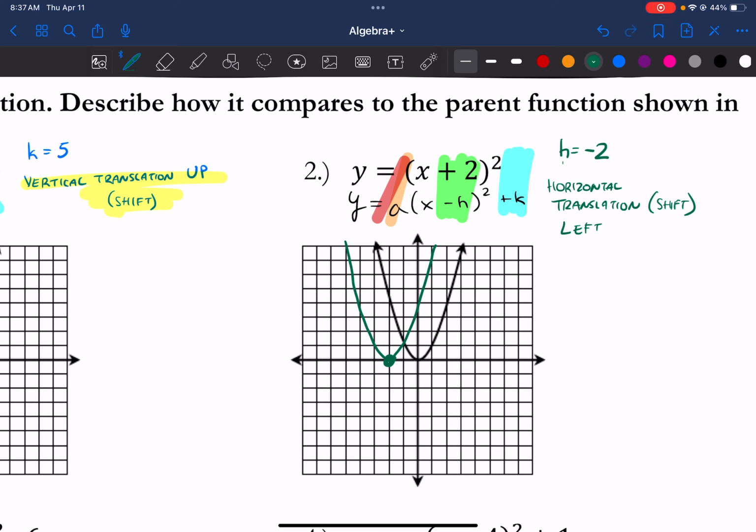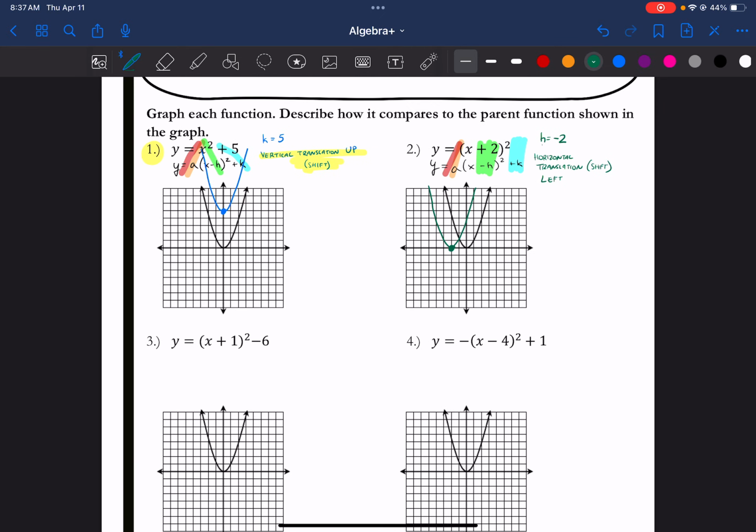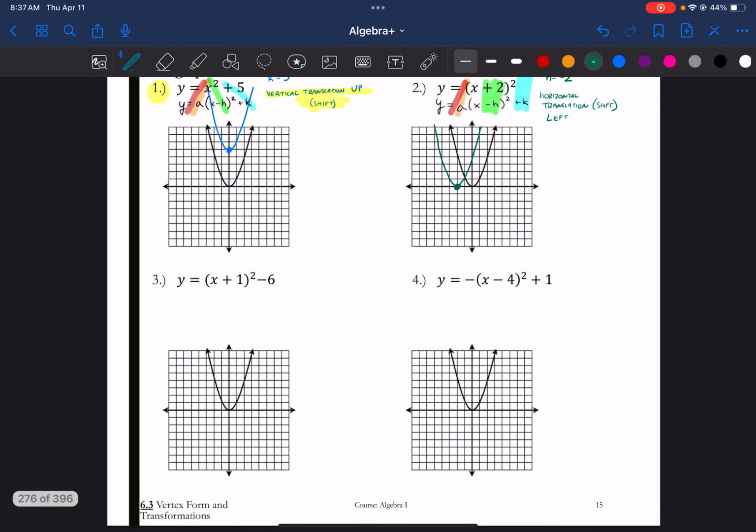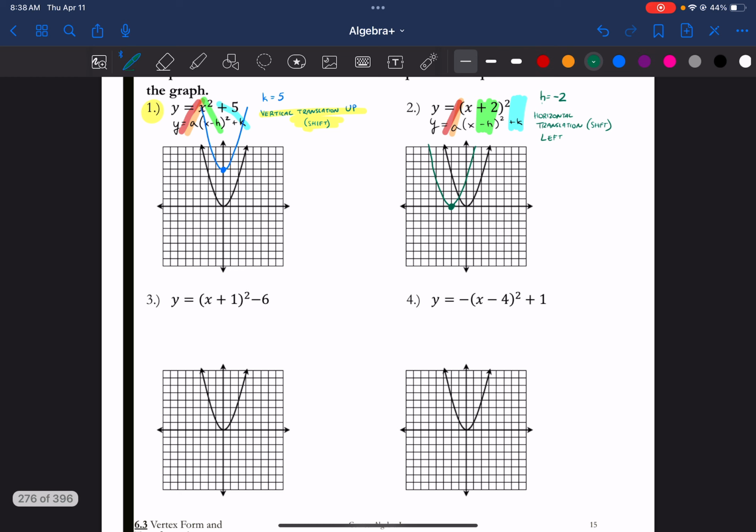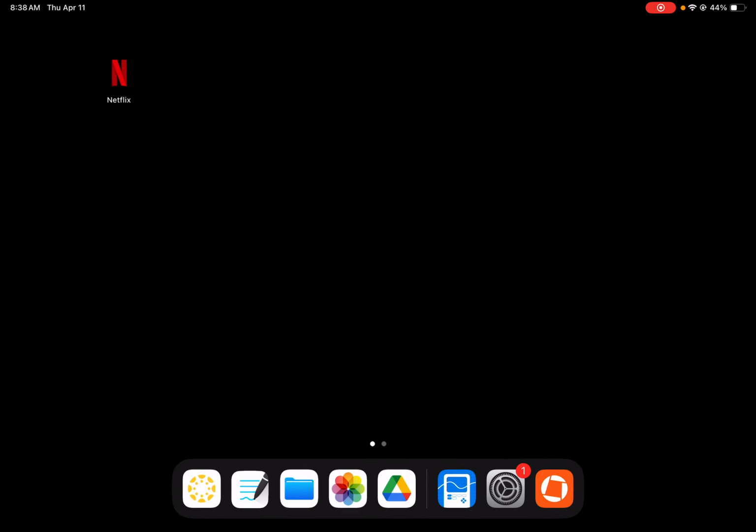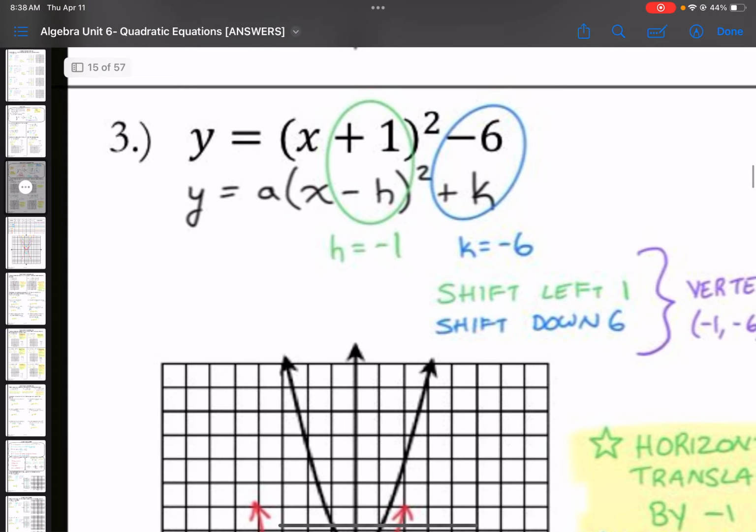So your goal is to figure out what types of transformations are happening. Go ahead and try number 3, pause the video, and see if you can see what types of transformations happen and if you can graph it. Again, this graph is just a sketch. You can get more accurate by creating a table, but I'm not worried about that. Right now I want you to just understand the concept. What's happening to the parent function? What are we doing? Here's the answer to number 3.